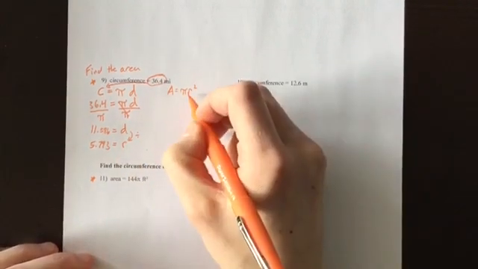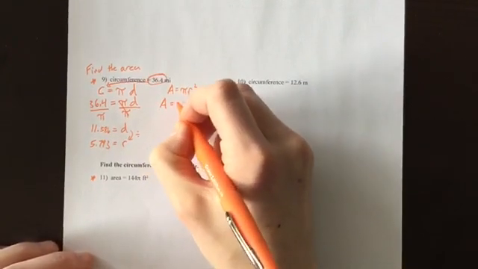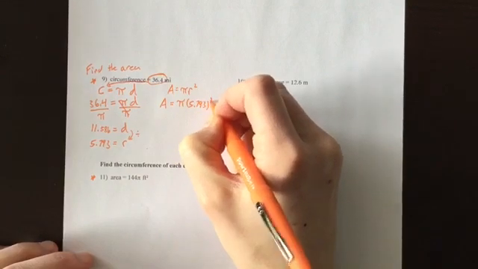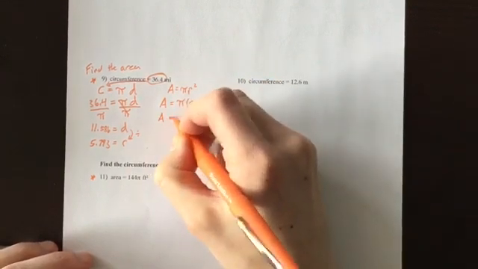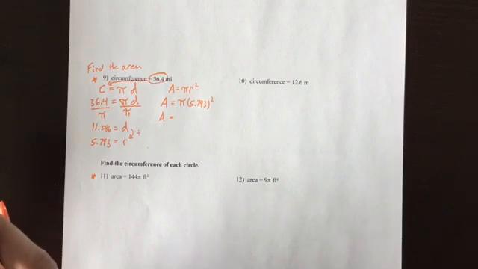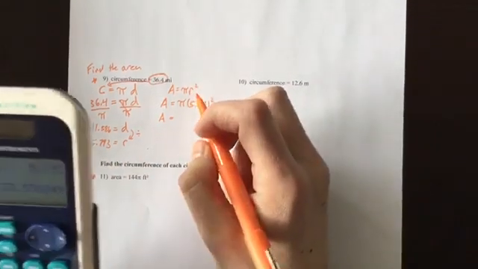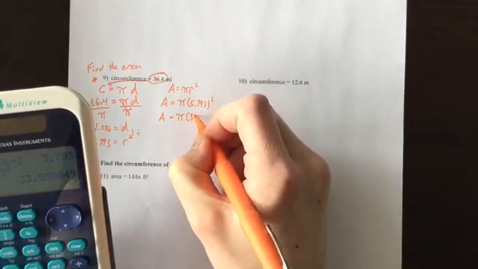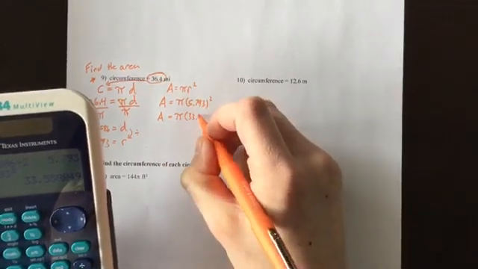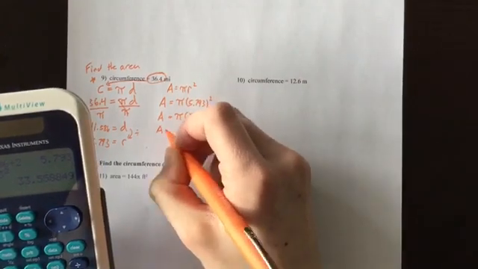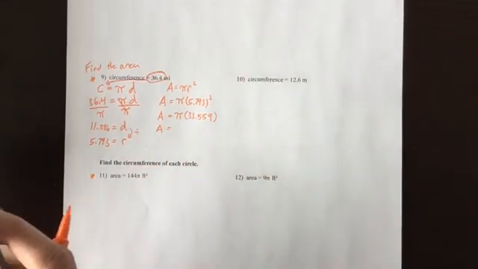This time we know the radius, so we'll substitute that in for r. Pi times, and then in parentheses, 5.793 squared. Order of operations, we're going to square the radius first. So 5.793 squared. And again, I'm going to round to the thousandths place. That's going to be pi times 33.559. Okay. Now multiply by pi.